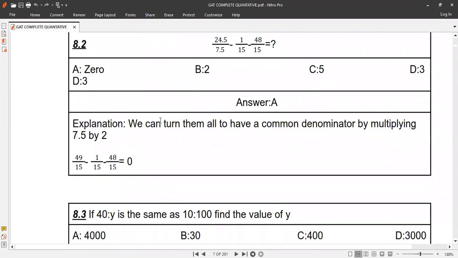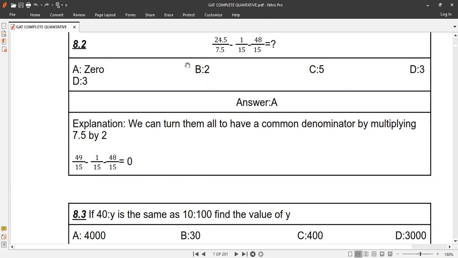This question is about ratios. You can do it mentally, which is very easy, or you can do it depending on some rules. Here, 42y is the same as 10 to 100. Find the value of y. So basically, it's very easy. It's very obvious, because 10 multiplied by 4 is 40, so 100 multiplied by 4 is 400.